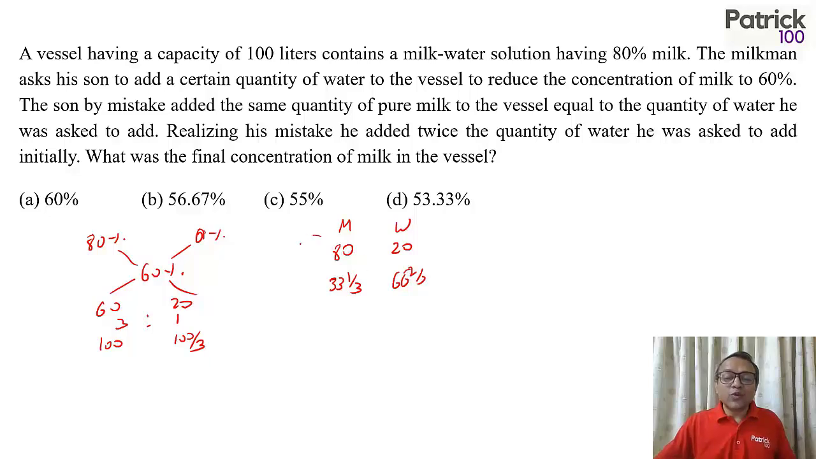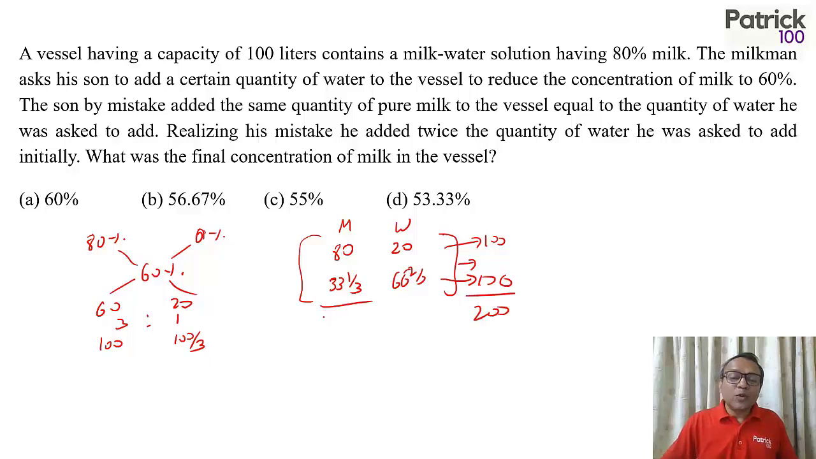So total, if you look at what is there now, is 200, because there was 100 and he added 100. 33 1/3 plus 66 2/3 is 100. So total there is 200, from which milk, if you add it up, will become 113 1/3. So 113 1/3 out of 200, which if you calculate becomes 56.67%. Half of it, you divide by 2, you will get 56.67%, P option.